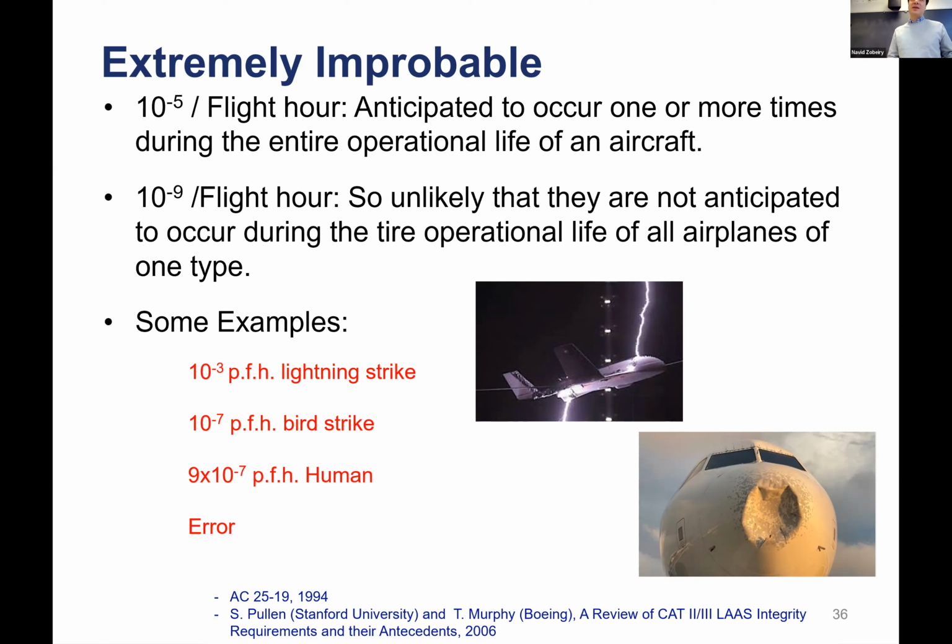It comes from this. If, let's say, Boeing 787 has 1,000 aircraft, each aircraft flies 40 years, and every year it flies 1,000 hours, and if you do the calculation, it's the equivalent of an accident happening to one of the aircraft during the entire 40 years, once.